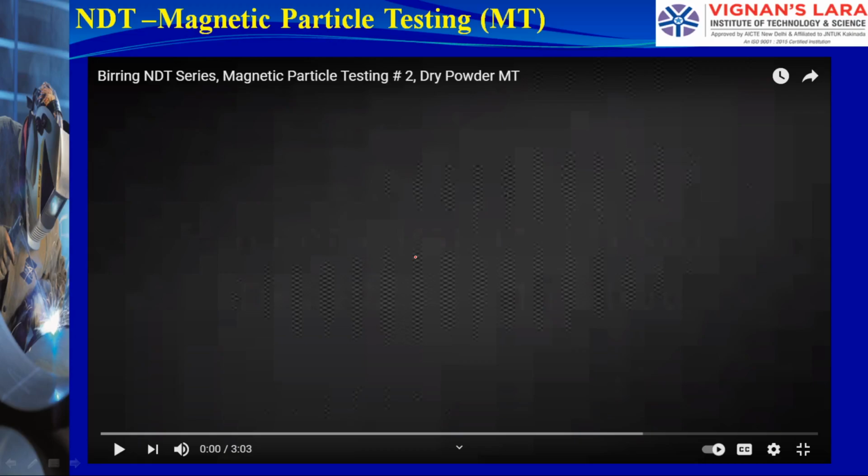In this video, we will give you a demonstration of the dry powder magnetic particle method. Here is the AC yoke. The first test is to check the lifting capacity of the AC yoke. So here we go. This is a 10-pound weight. The test is successful. That means the yoke is good to go.